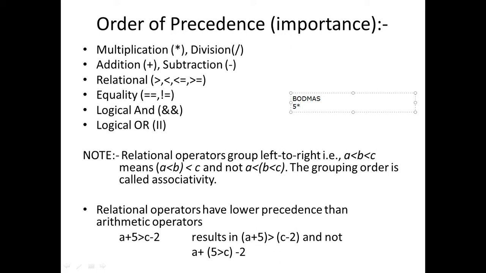5 multiplied 3 plus 2 minus 9. So first we will go for what? Multiply, addition or subtraction? Multiply. This is called order of precedence. Which thing you will do first? Which thing you will do second? So this is BODMAS. BODMAS is order of precedence in mathematics.